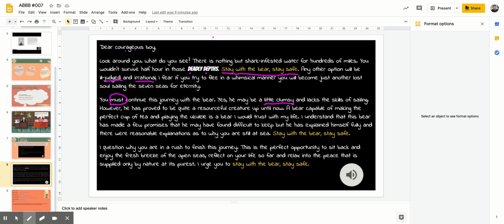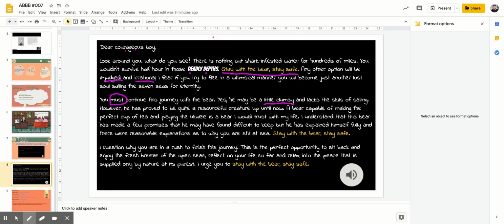"I understand that this bear has made a few promises that he may have found difficult to keep, but he has explained himself fully, and there were reasonable explanations as to why you are still at sea." So here I'm trying to get the boy on side, saying I understand that this bear has made a few promises that he can't keep.